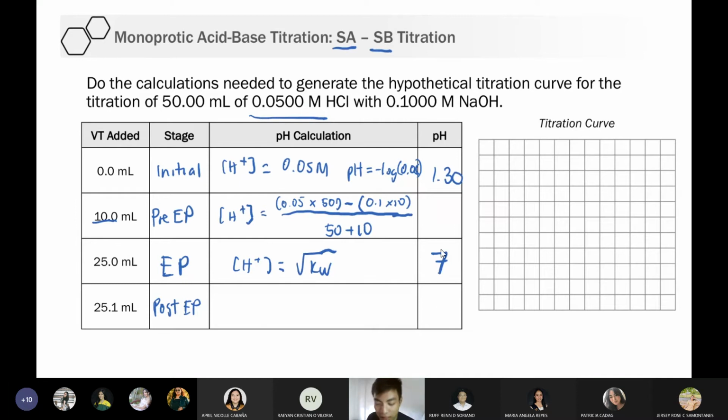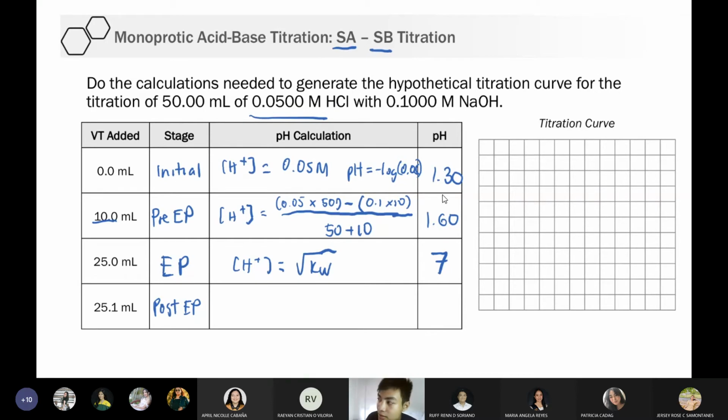Pakipindot ang calcu. And ang sagot natin ay, wait lang, solve muna kayo. Pag may question, let me know para maklarify agad. pH is 1.60. Okay, I hope you arrive with the same answer. Yan. So the pH when we add 10 ml of the titrant is 1.60.